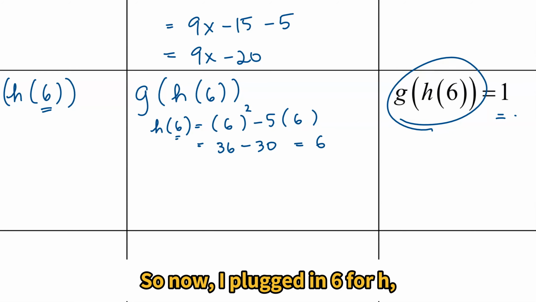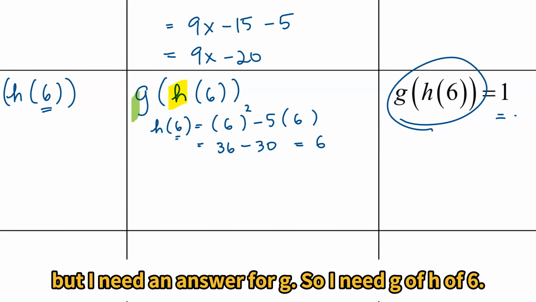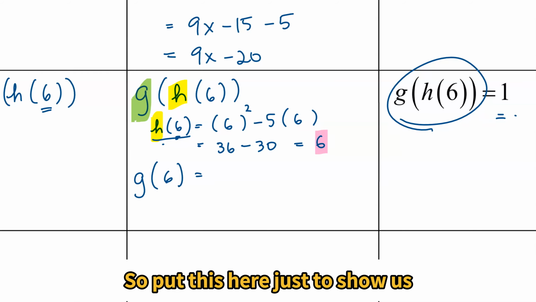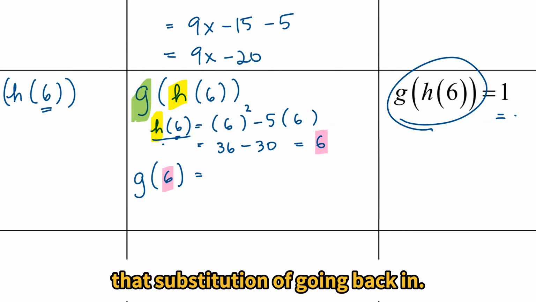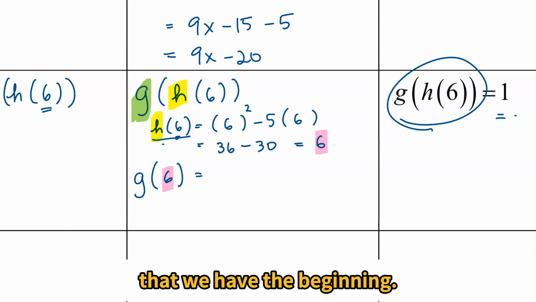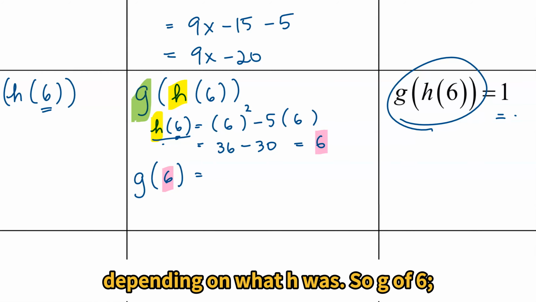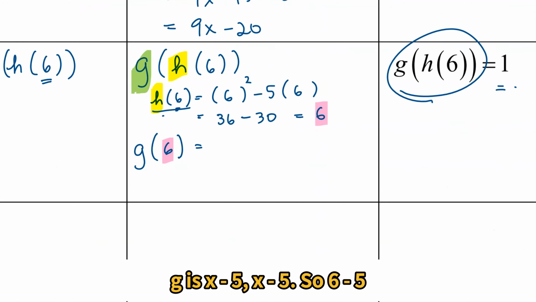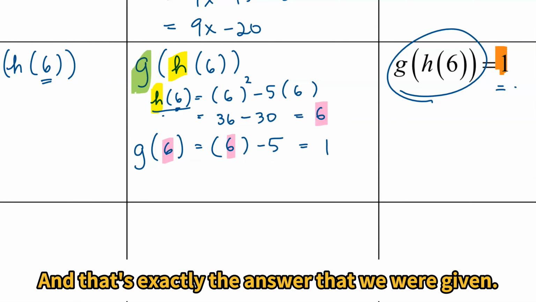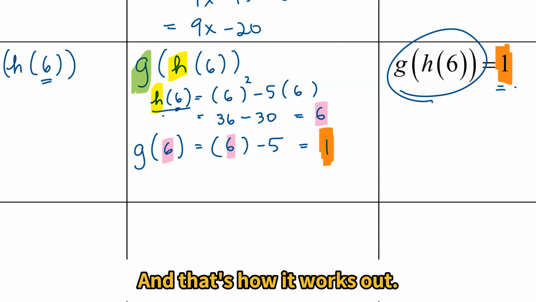So now I plugged in 6 for h, but I need an answer for g. So I need g of h of 6, but h of 6 was 6. I need g of 6. So I'll put this here just to show us that substitution of going back in. The 6 in pink is not the same 6 that we have at the beginning. We could have gotten a different number depending on what h was. So g of 6, g is x minus 5, so 6 minus 5 would give us 1. And that's exactly the answer that we were given, and that's how it works out.